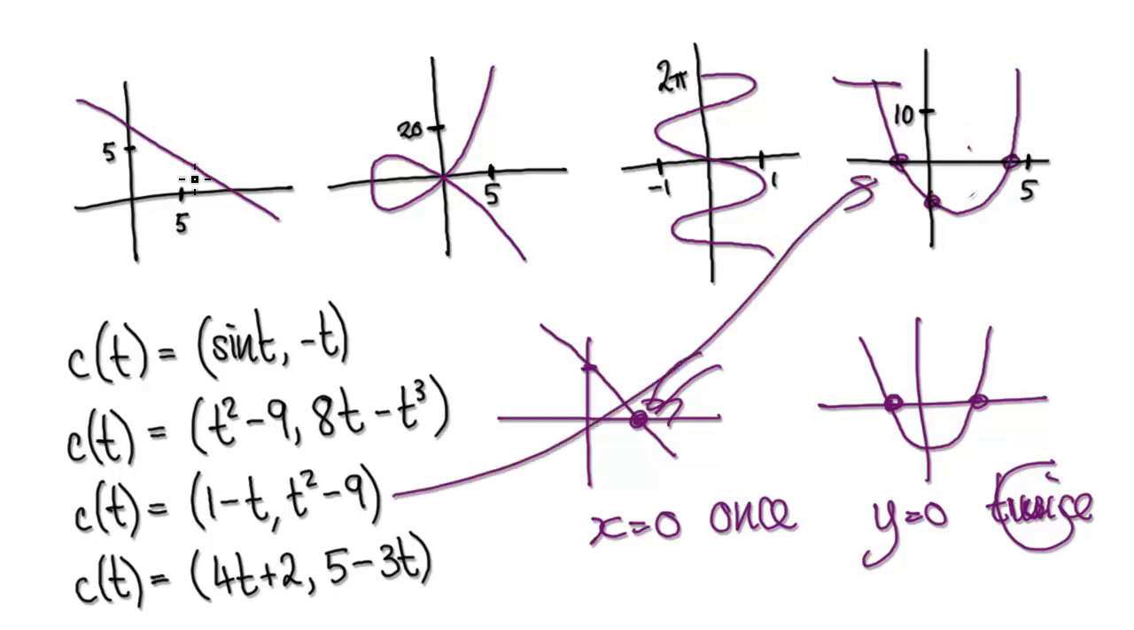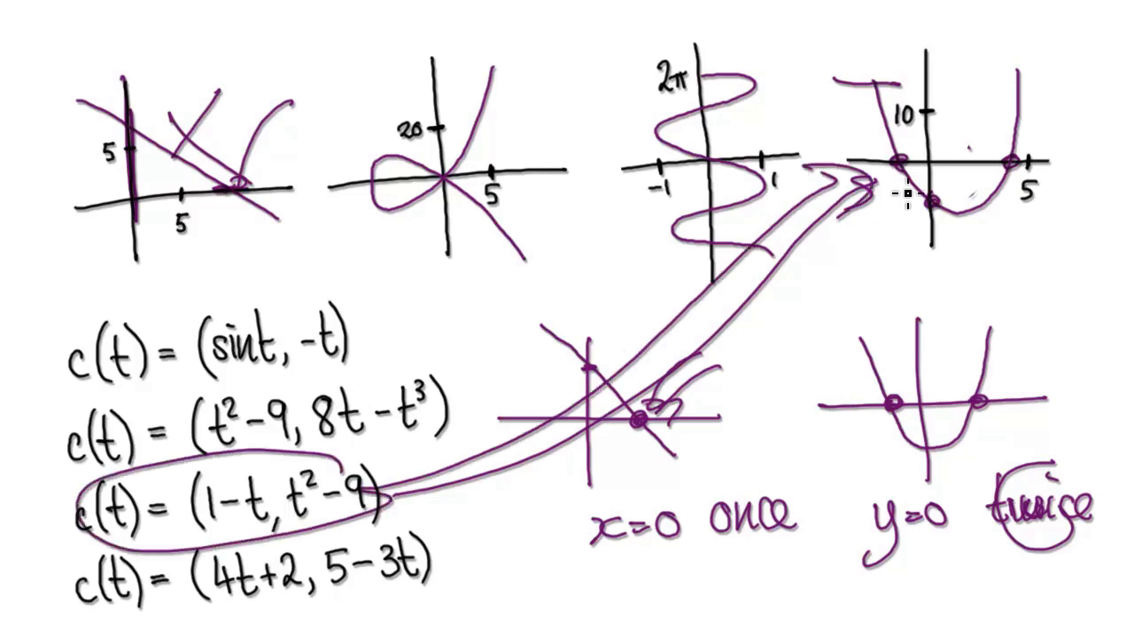If you look at this here, x is 0 once, and y is 0 once. So it won't be this one. This thing here must be this one here.